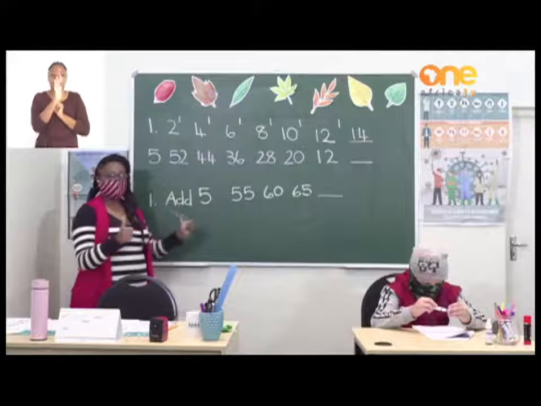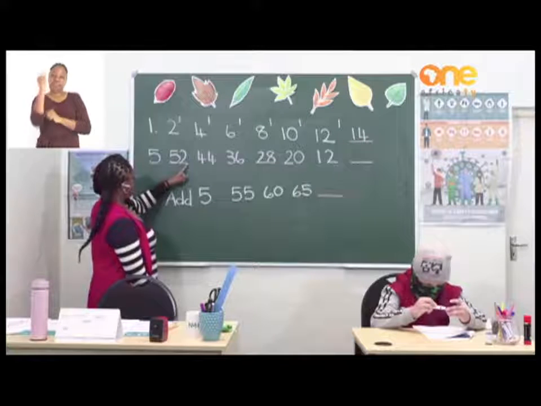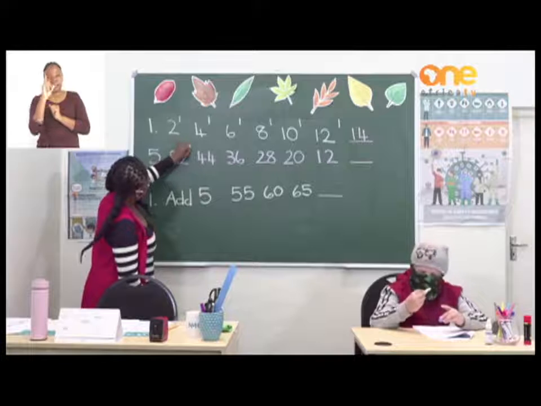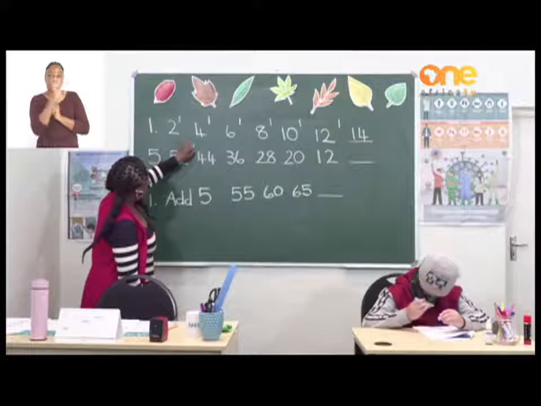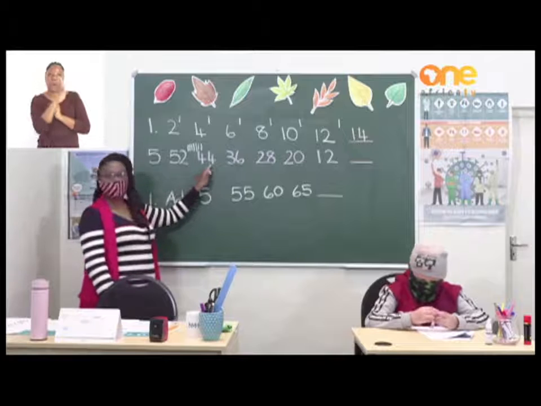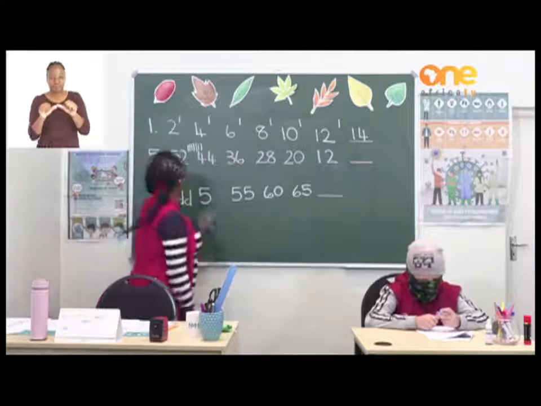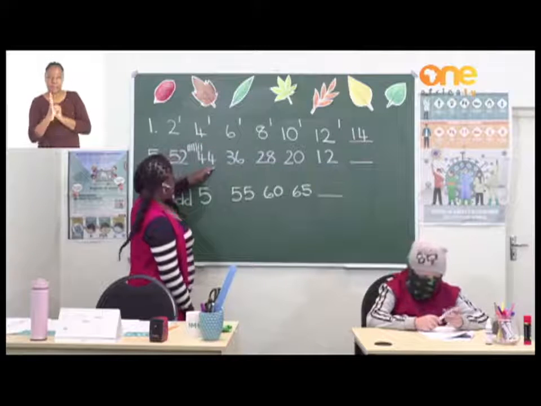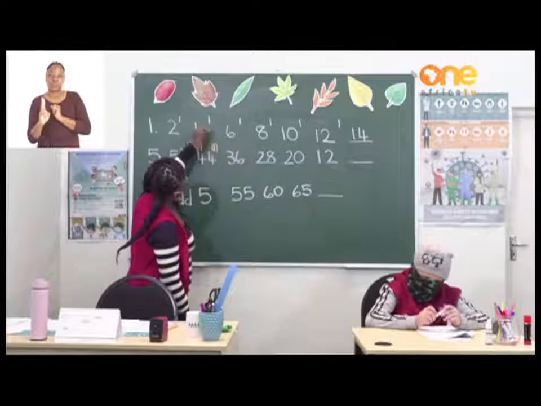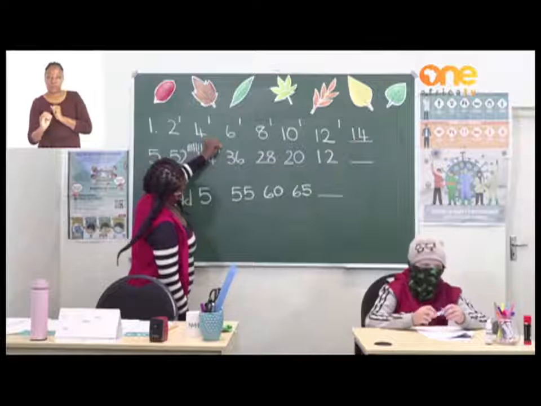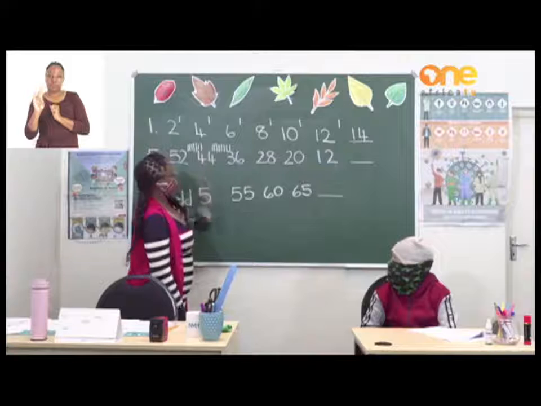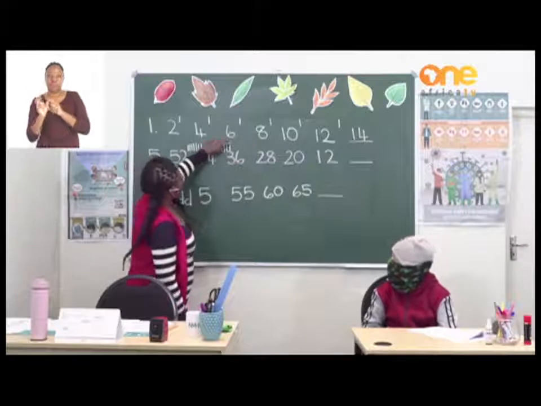And don't forget, we are counting backwards. So we have 52, and we're counting backwards. 51, 50, 49, 48, 47, 46, 45, 44. Let us continue counting. 44, 43, 42, 41, 40, 39, 38, 37, 36. 36 is this one, so we don't need the stick.